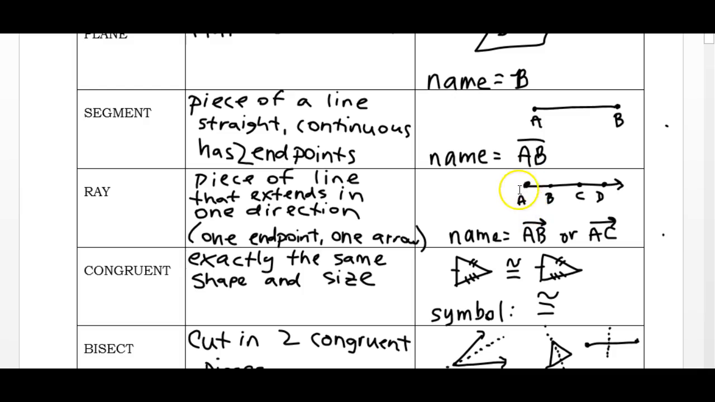The endpoint has to be in the name, just like in the segment, the endpoints had to be in the name. On a ray, the one endpoint has to be in the name, so I have to have an A in the name. But then the other letter can be any letter I want, AB, AC, AD. If I added more points, it didn't matter, but the A has to be there, and then any other point on the ray.